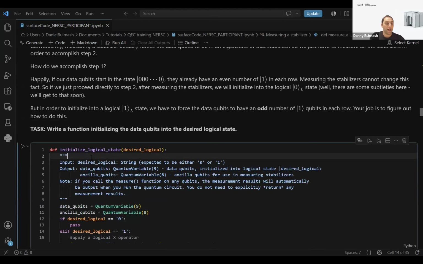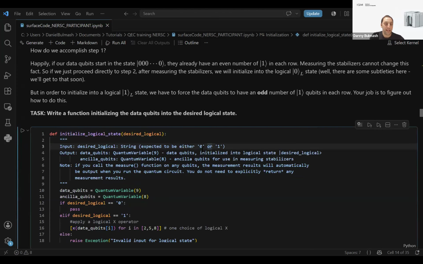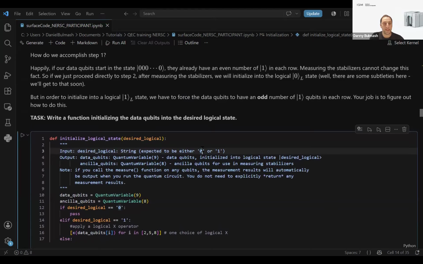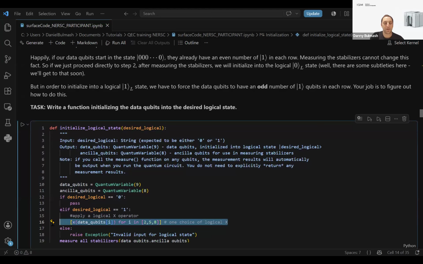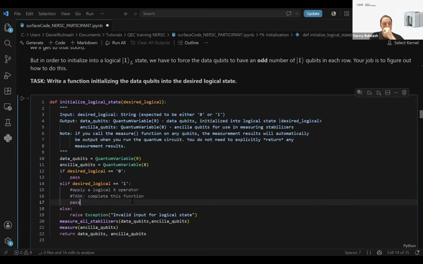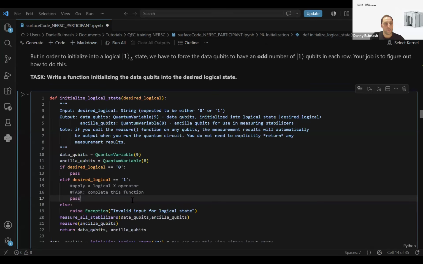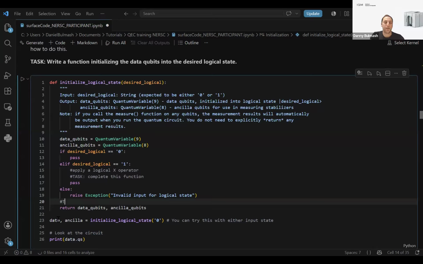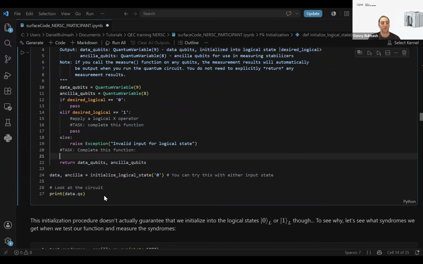Then we're going to write a function that initializes either a logical 0 or a logical 1 state. Oops, I forgot to delete this from the participant notebook. This line is the answer. It's not supposed to be in there. That's what's supposed to be in there. Just noticed that, as well as this part, as well as these parts. So this is actually supposed to be in here. Sorry, I started from the solutions and didn't remove some of these pieces.